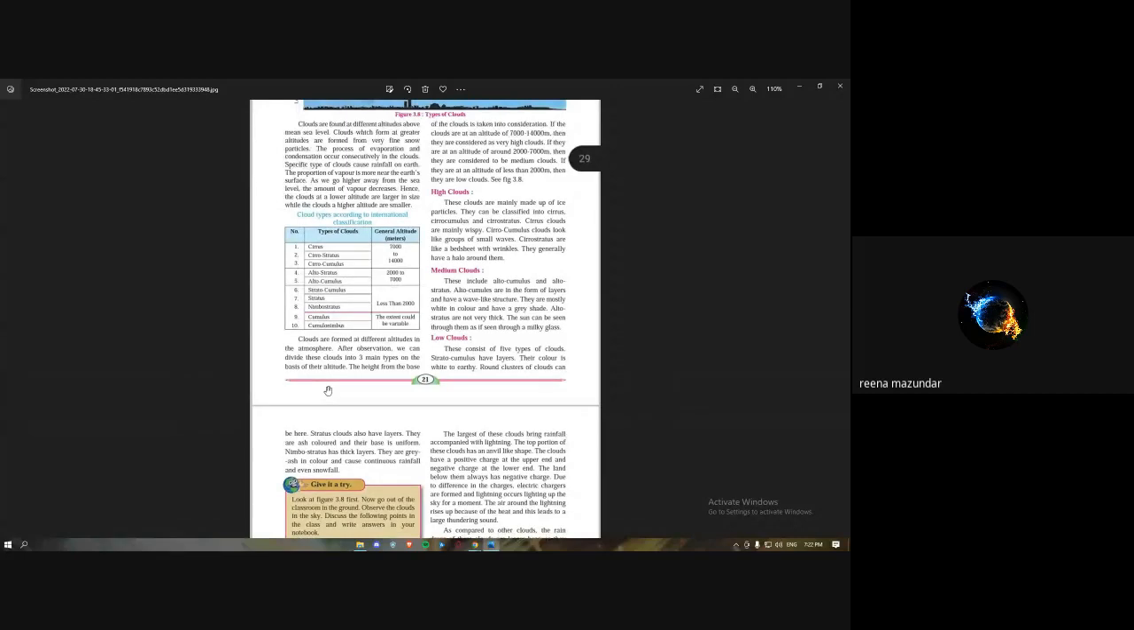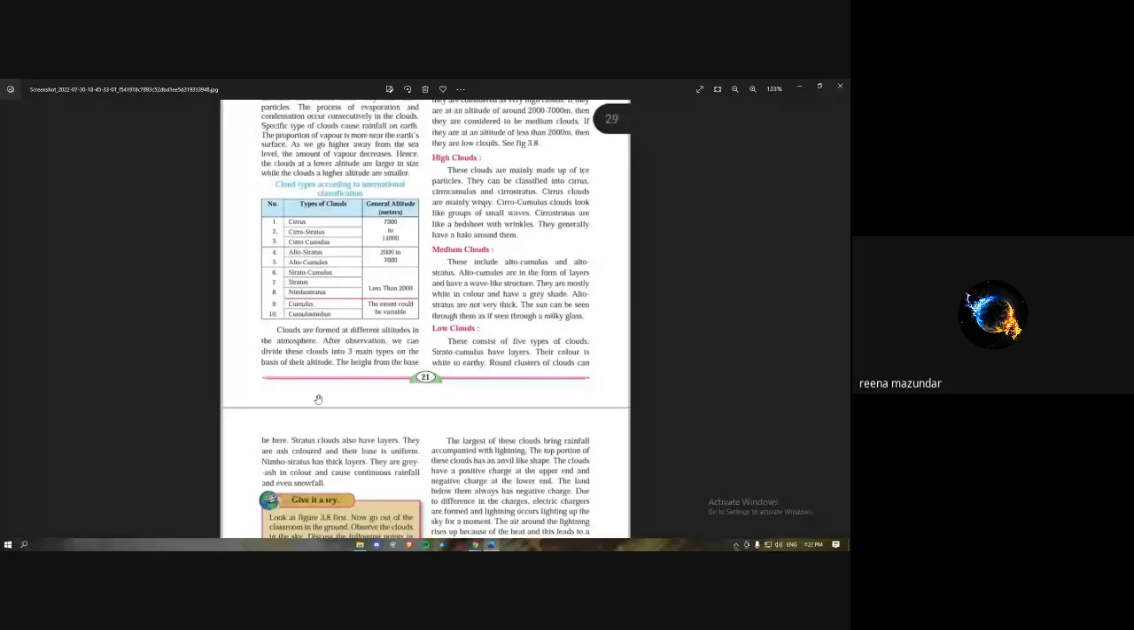Okay, we can divide the clouds into 3 main types on the basis of their altitude. Which are they? We divide the clouds on the basis of their altitude in 3 types. Which are they? It's visible on your screen.